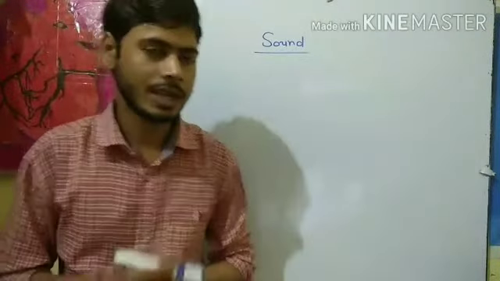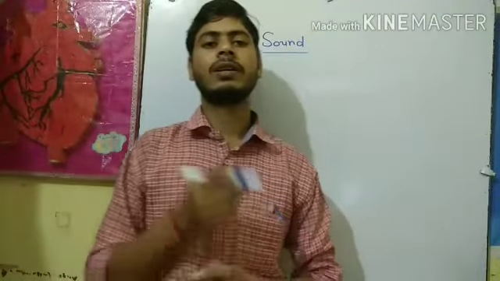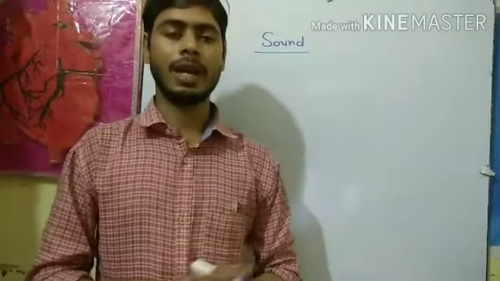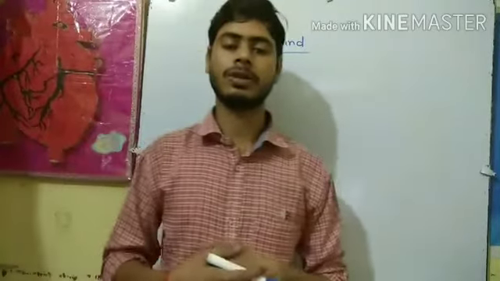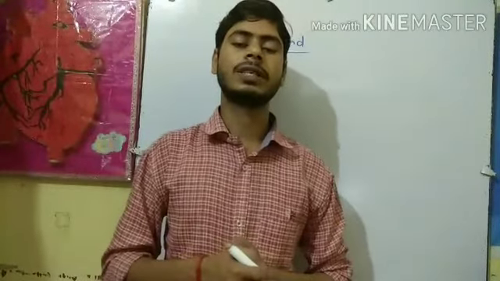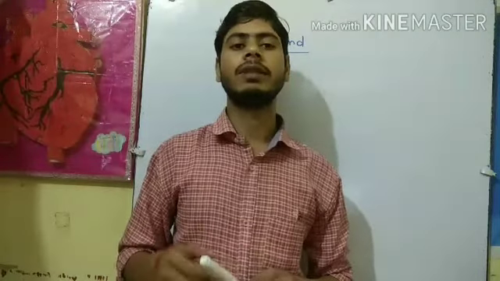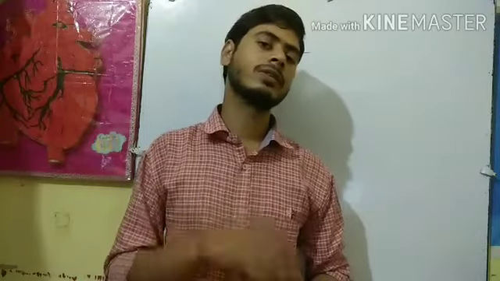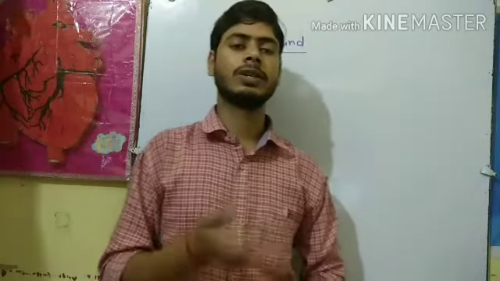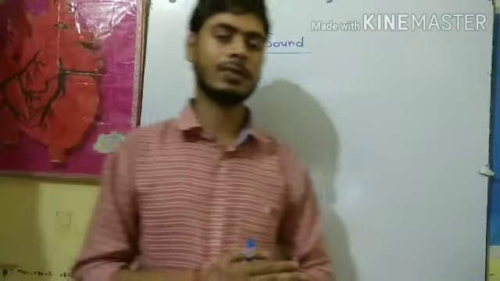So it is a very interesting chapter. In this chapter we will cover what is sound, and after that production of sound, that means how the sound is produced. After that we will discuss how many types of sound there are, and in the last we will discuss music and noise. So we start. First of all, we understand what is sound.